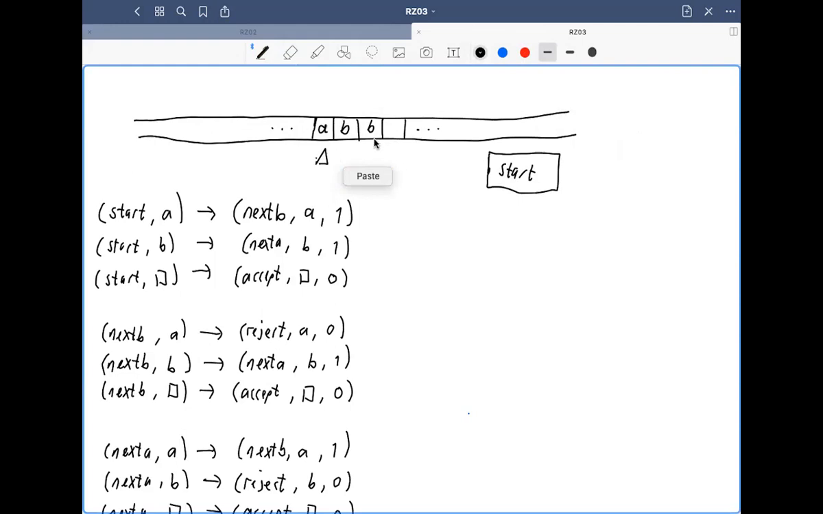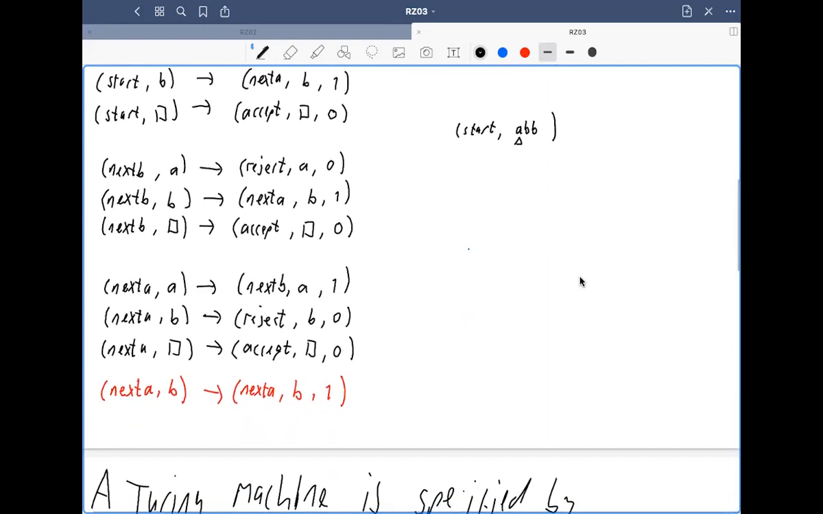Rather than animating it on the machine itself, I'm just going to write down the lists of configurations we go to in a sort of shorthand on the right. So we're starting in the configuration start with ABB on the tape, just blanks everywhere else. So we can write ABB for the tape configuration, with the head on the A. So I can just write the configuration that we start off in like this.